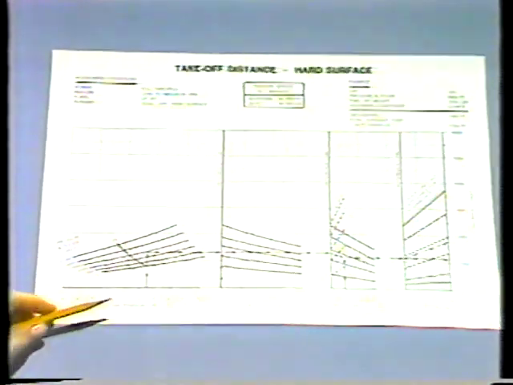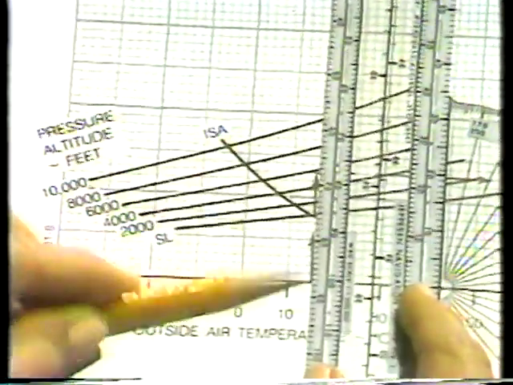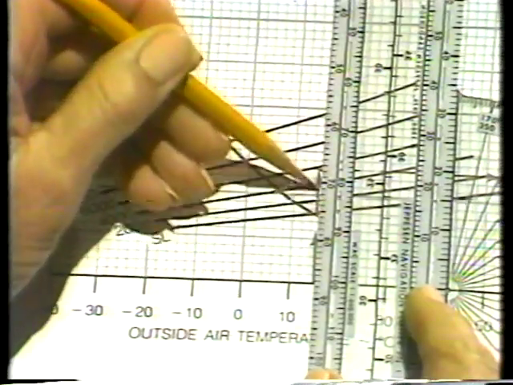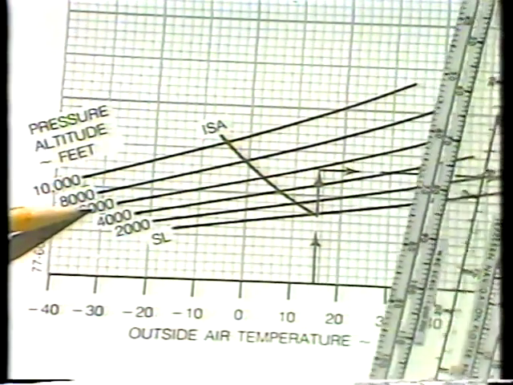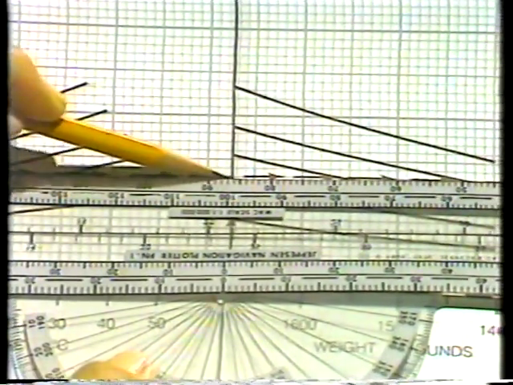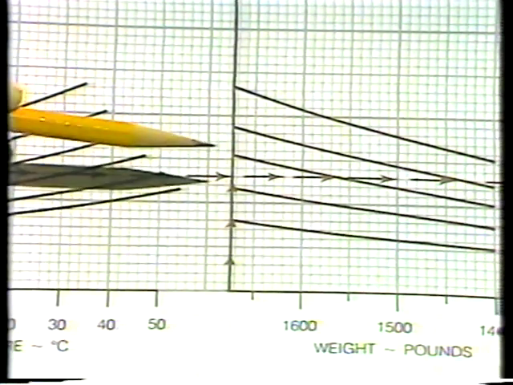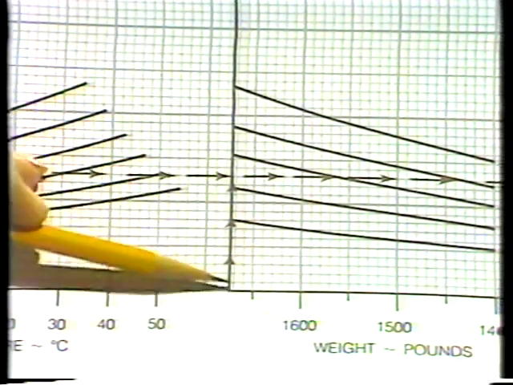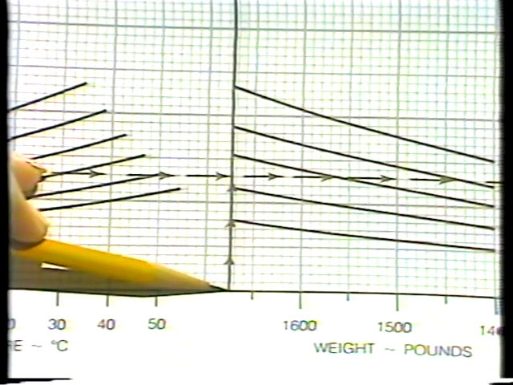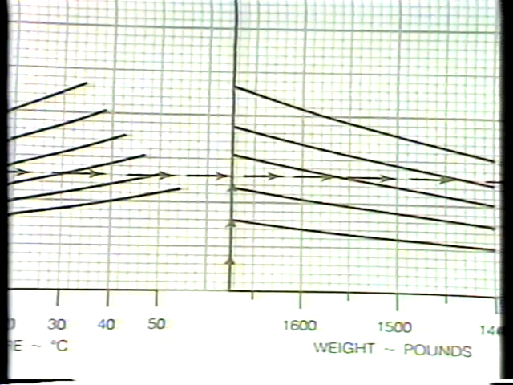Simply enter the chart at 15 degrees centigrade. Follow the line almost to the 6,000-foot pressure altitude line. Then follow the horizontal line to the weight reference line. Your weight is 1,675 and your entry point to the chart is at the 1,675 weight point. In this case, it is the same as the chart reference line. We then move horizontally to the wind component line.